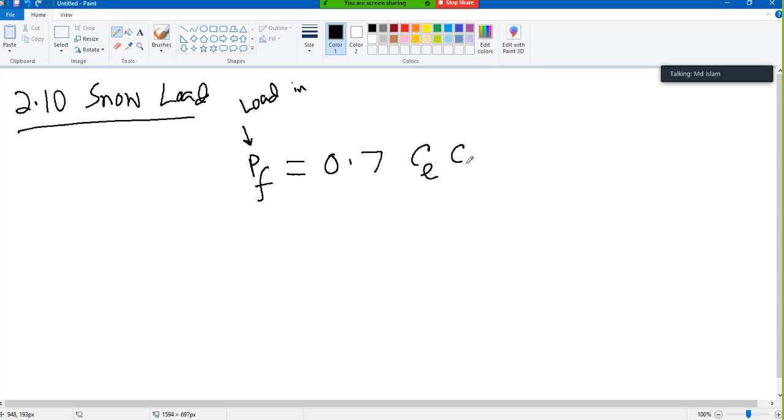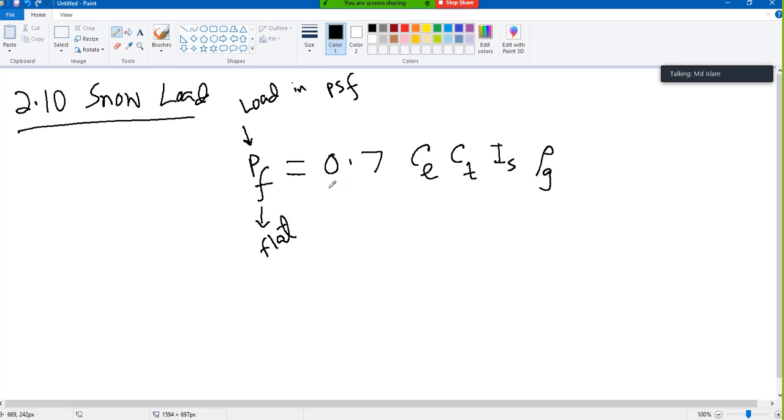Pf = 0.7 Ce Ct Is rho g. What is Pf? Pf is the flat roof snow load in psf. Now this f means flat. What does flat mean? It means at the beginning we assume our roof is not sloped, it is flat. Then, considering my roof is flat, we use this equation for my snow load.